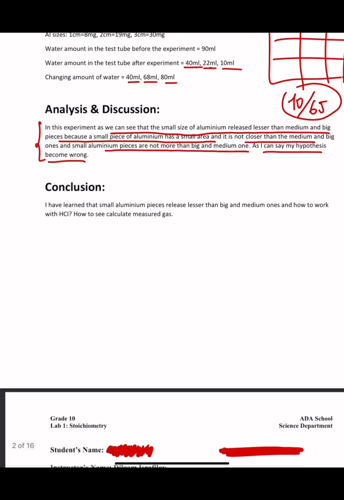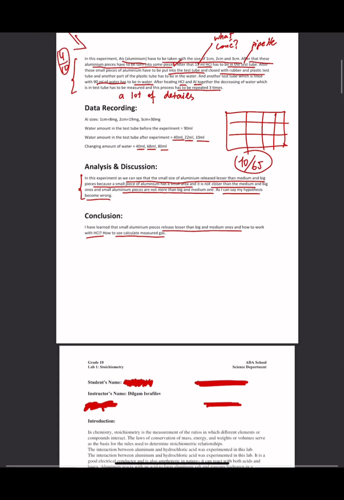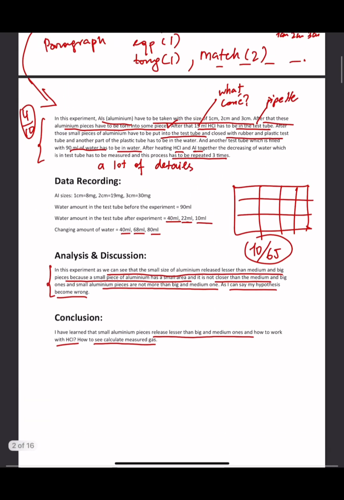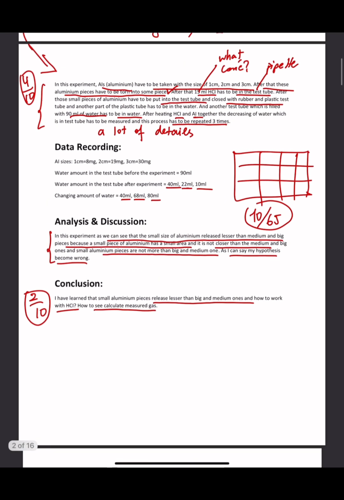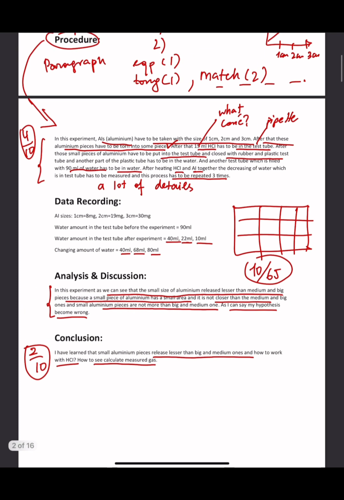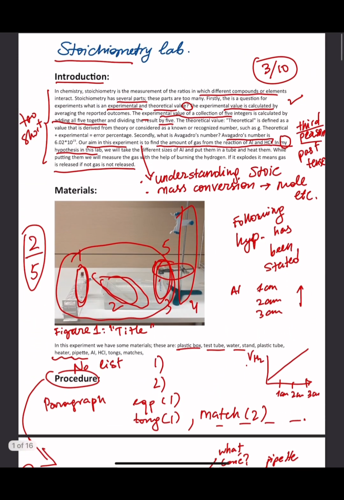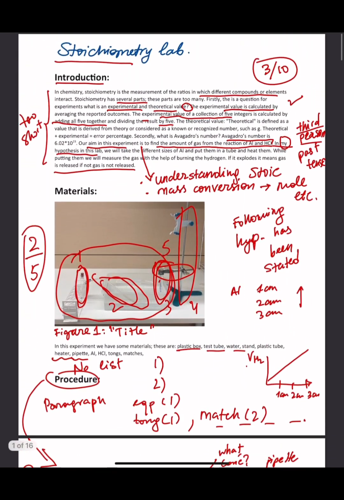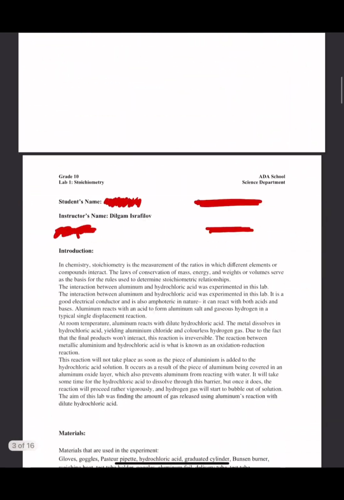And then conclusion: I've learned that the small aluminum pieces release lesser than big, medium ones, and how to calculate and measure gas. So this one is not going to be a lot. We can give 2 out of 10 for this person. Even this one is debatable, so that's pretty much it. So this is a weak report. So 6 plus 10, and then 16 plus 5, so 21 points. 21 points for this person out of 100.